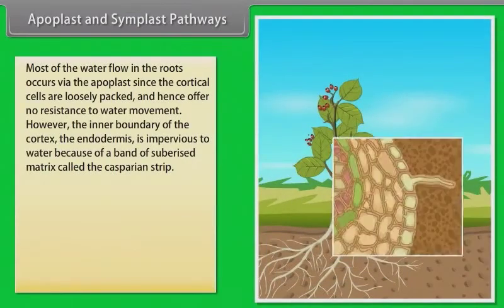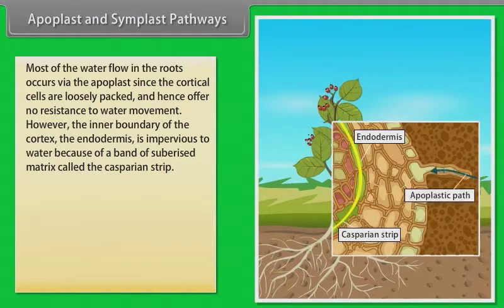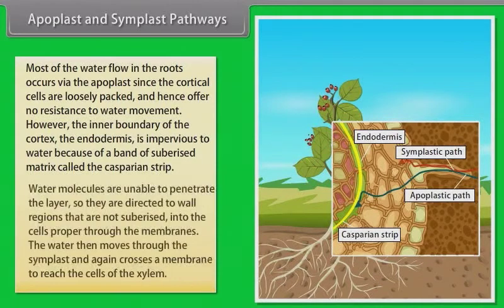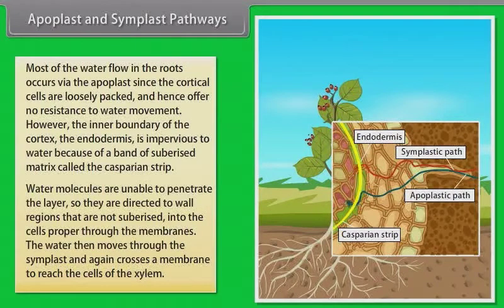Apoplast and cytoplasmic pathways. Most of the water flow in the roots occurs via the apoplast, since the cortical cells are closely packed and hence offer no resistance to water movement. However, the inner boundary of the cortex, the endodermis, is impervious to water because of a band of suberized matrix called the Casparian strip. Water molecules are unable to penetrate the layer, so they are directed to wall regions that are not suberized, into the cells proper through the membranes.